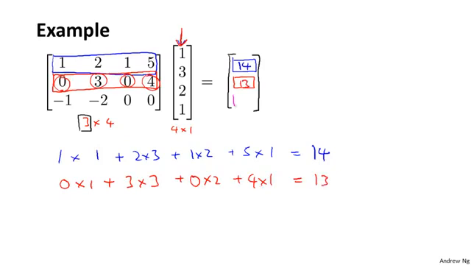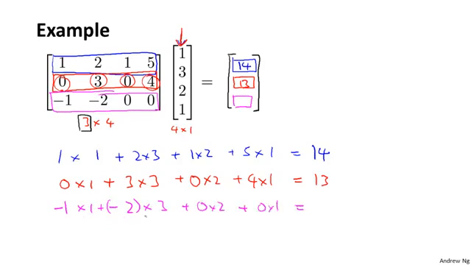And finally, for the last element, I'm going to take this last row. So I have minus 1 times 1, minus 2, or really this is plus negative 2, I guess, times 3 plus 0 times 2 plus 0 times 1. And so that's going to be minus 1 minus 6, which is negative 7. Okay, so my final answer is this vector: 14, 13, negative 7.